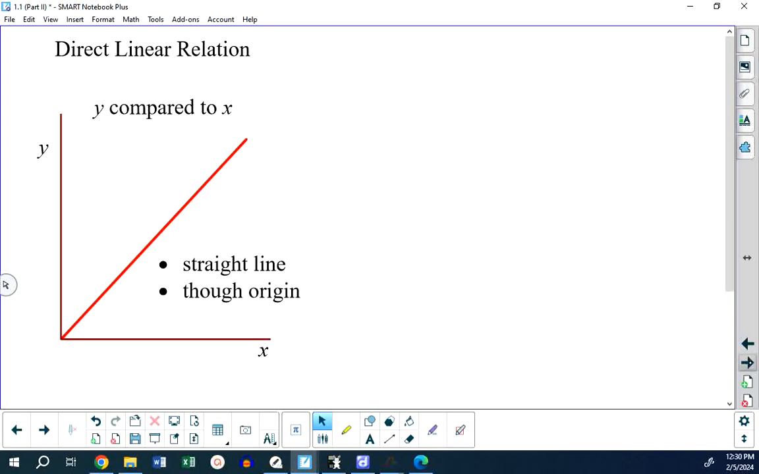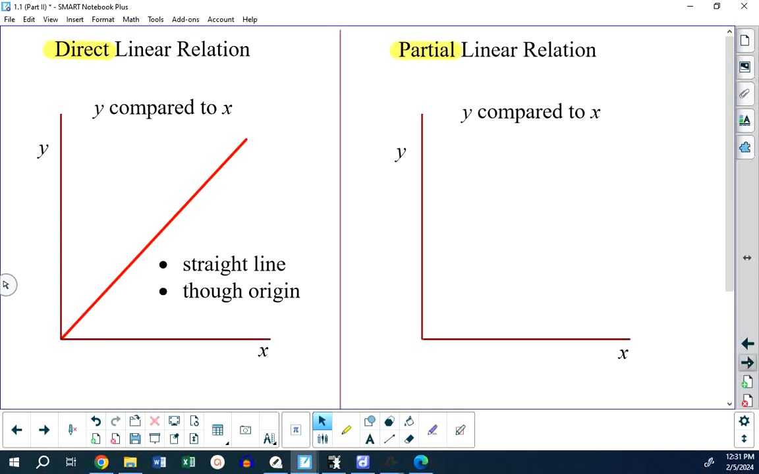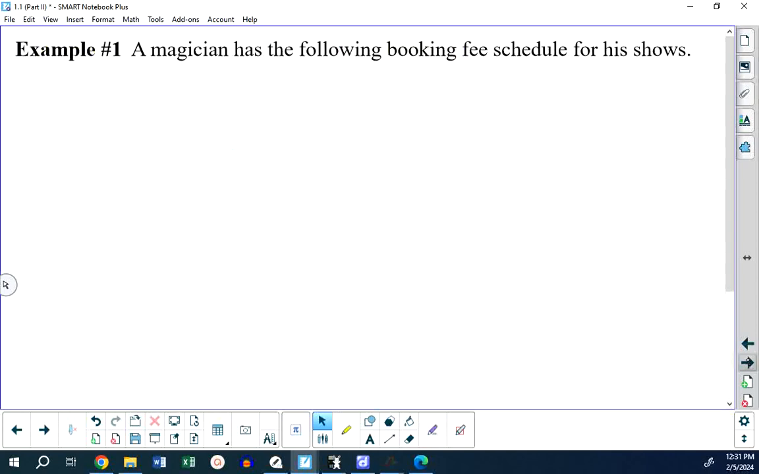That's the key. And I like that Brendan said, rather than saying straight line, you said it's a constant rate. And that's really important for any type of linear graph. So today, that's direct. Today we're going to be looking at partial y compared to x. And the question is, what does that graph look like? That's what we're learning today. And the math will get just a little bit more complicated than it was last week.